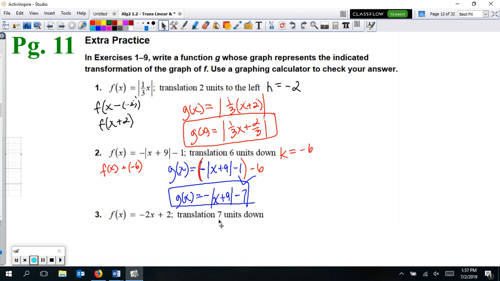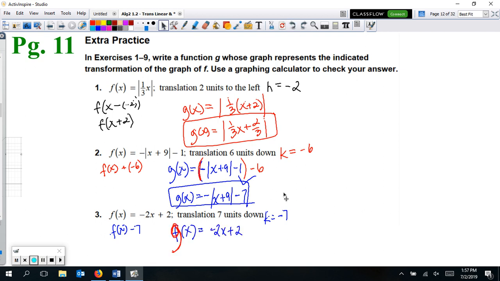Okay, let's take a look at this one. This is a linear function, 7 units down. So again, it's going to go down. That means k is -7. So that means it's going to be done to the whole thing. So f of x and then minus 7. I put plus on that one, but we can just change that to a minus to make it a little easier and simpler. So the function minus 7. We're going to subtract 7 from the entire function.